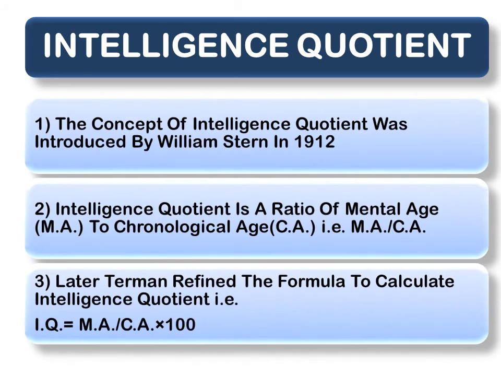Intelligence quotient, IQ. First, the concept of IQ was introduced by William Stern in 1912. Second, the IQ is a ratio of mental age, MA, to chronological age, CA. Third, later on, Terman redefined the formula to calculate IQ. That is, IQ is equal to mental age upon chronological age multiplied by 100.